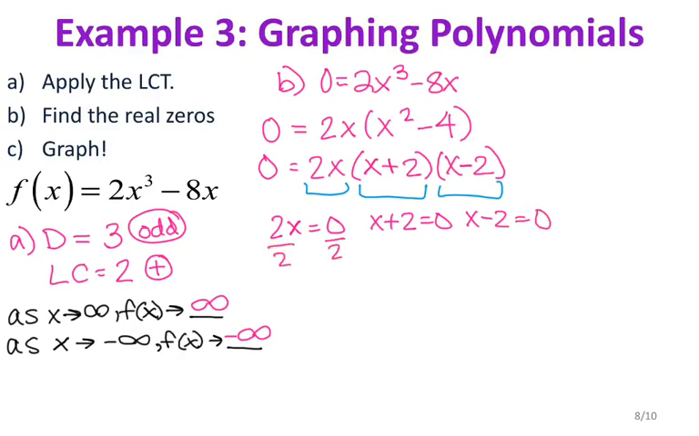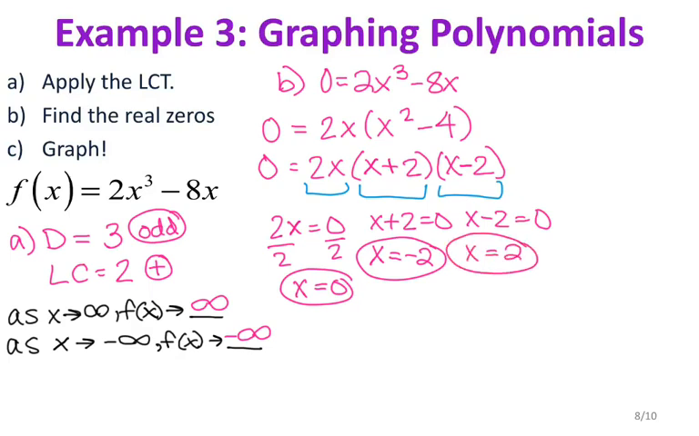First one, divide by 2, x equals 0. Second one, subtract 2, x equals negative 2. Third one, add 2, and x equals positive 2. Now underneath all of these, I'm going to go ahead and list the multiplicity as well.